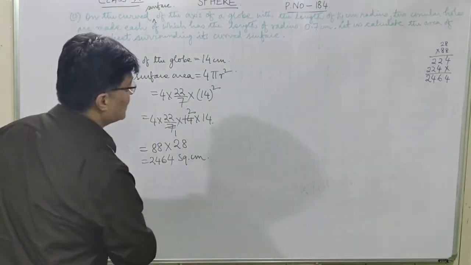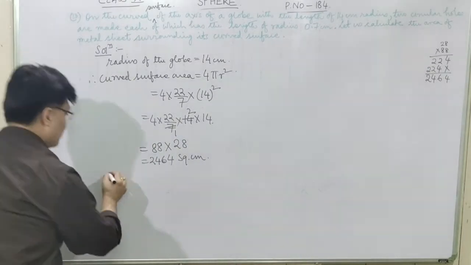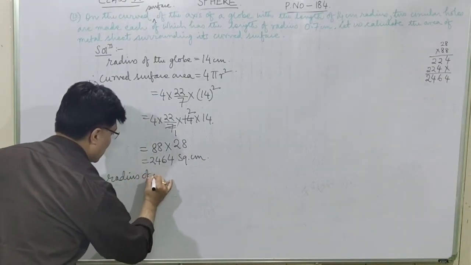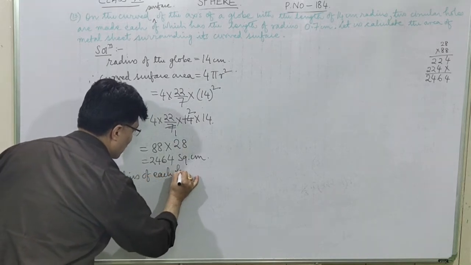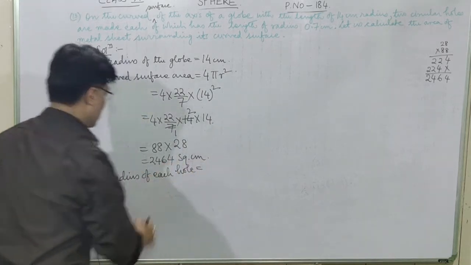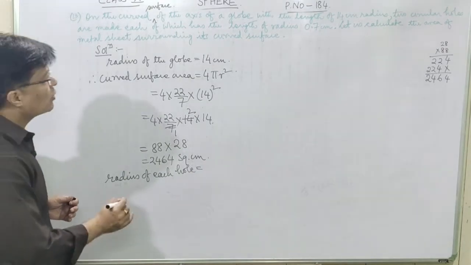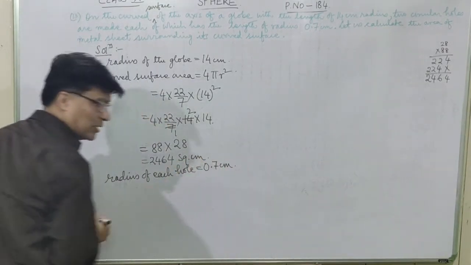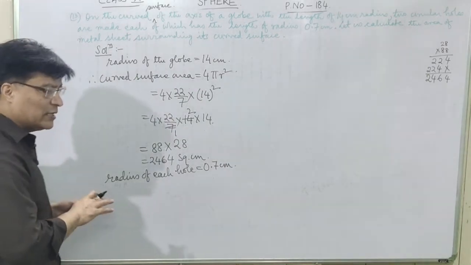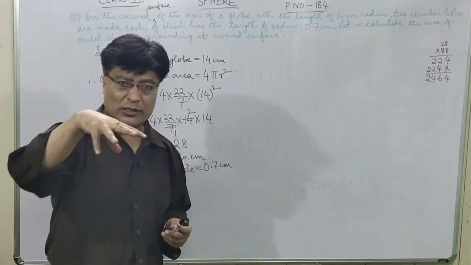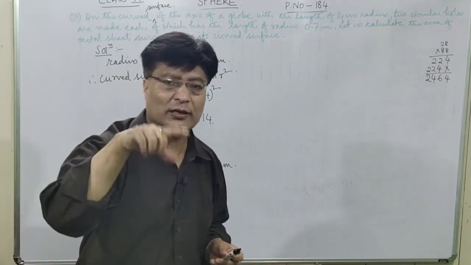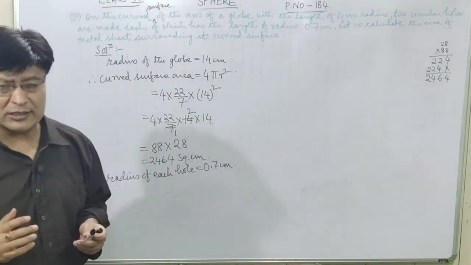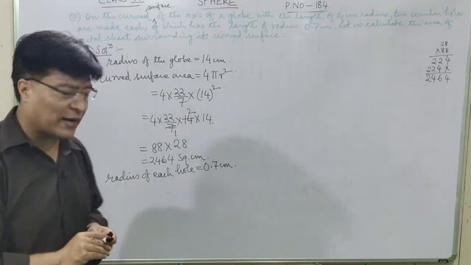So let us write down area of each hole. So let us write radius of each hole first. Radius of each hole is equal to, what is the radius of each hole? It is 0.7 centimeter. Let us find out this area. It is of circular shape. Circular shape means, what is the area of the circle? It is pi r square. You should know that. In class 9 you did circle, isn't it? What is the area of the circle? It is pi r square.